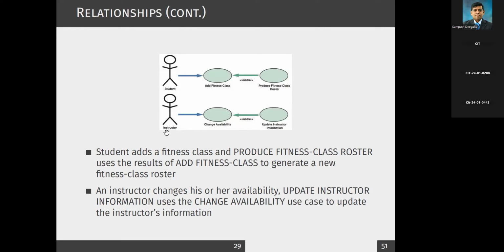Similar to that, the instructor is the one giving you the availability. So we have change availability as the use case, which is used to update the instructor information, right? So these are examples. You can see there are some places where we don't put any labeling, but there are two types of labeling, as we discussed. The first one is uses. So whatever the results here will be used by this use case.